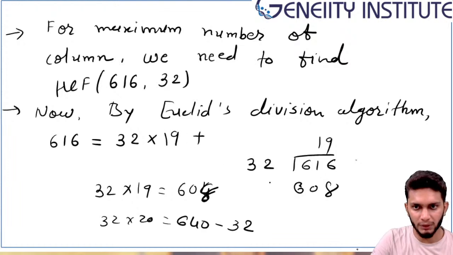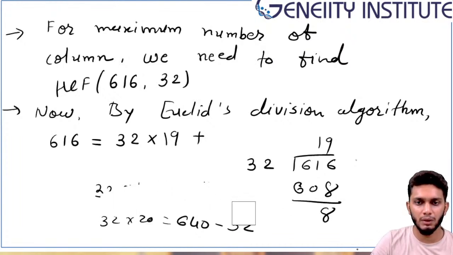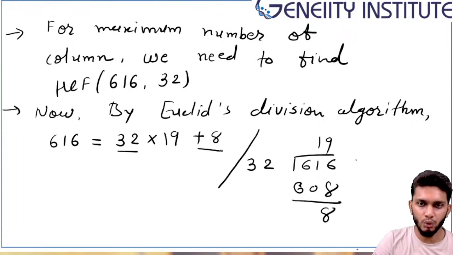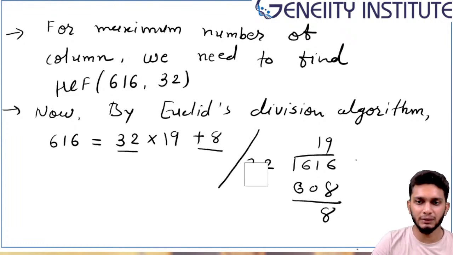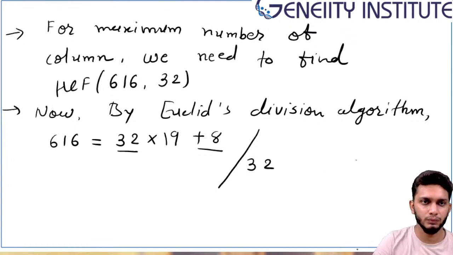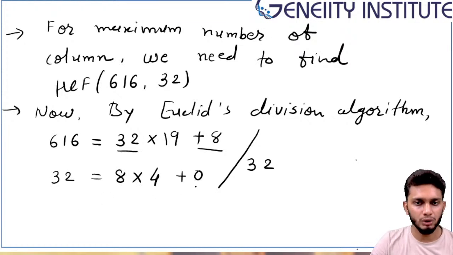616 minus 608. Answer is 8. क्या मिल गया आपको आंसर? 8. Okay, so plus 8. Now 32 divide by this 8. 32 को 8 से डिवाइड करो. 32 divided by 8. 8 4s are 32. Directly you can write 32 and plus 0. So you get remainder 0.